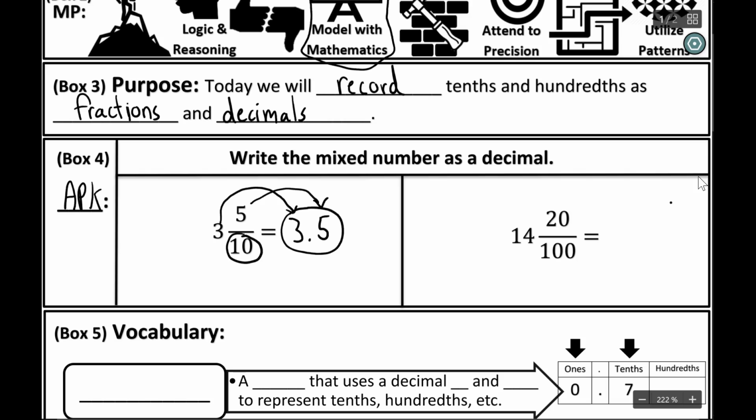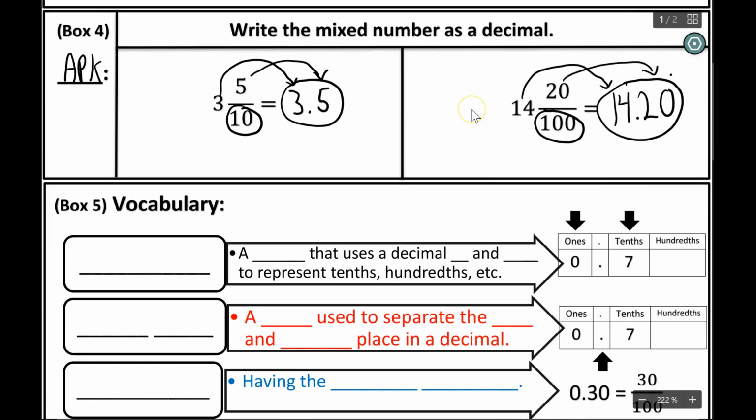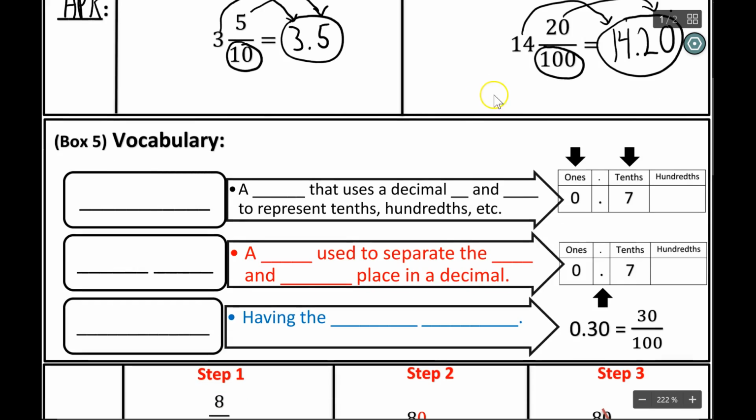Okay? Next, going into 14 and 20/100ths. So again, this would be written out as 14.20. And I looked at the denominator, which was a hundredth. Okay? And then I just transferred the whole number over, and then I transferred the numerator over. Okay? And that's how I got 14.20. Alrighty. Pretty easy problems.